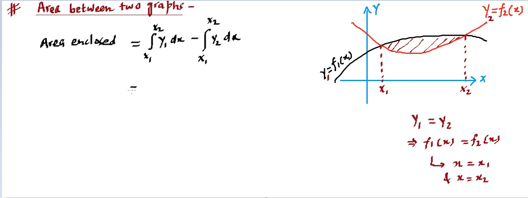Now that can further be simplified because we know integration is distributive, so we can collect it as well, same limit, same dx. So we can take the integration limit running from x1 to x2 outside, and in brackets we are going to get y1 minus y2 into dx. So that becomes our formula.